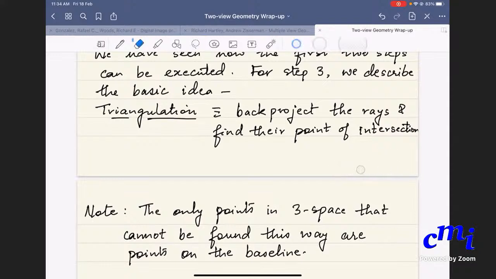Now you can imagine that since all points on that line are only collinear, you don't have any other information about them. So you cannot recover them from this back projection idea. Those are the only points that cannot be found in this way. This is just something that you have to keep in mind.